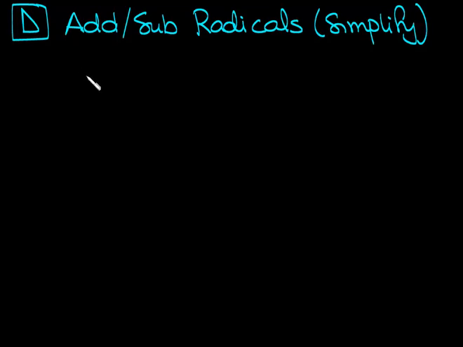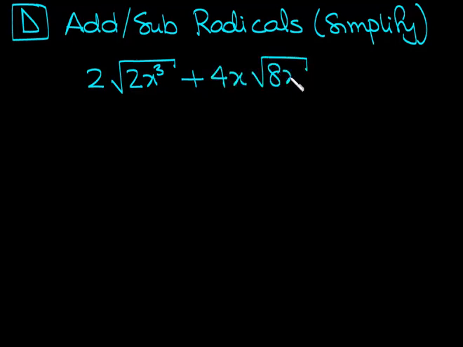So for example, let's say you have 2 square root of 2x cubed plus 4x times the square root of 8x. I'm adding or subtracting two radicals. In this case I'm adding.